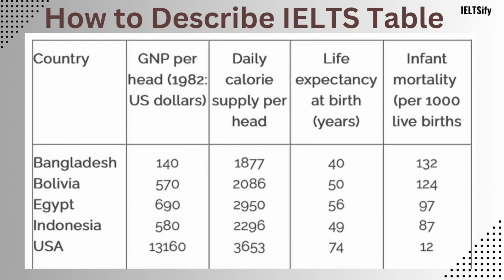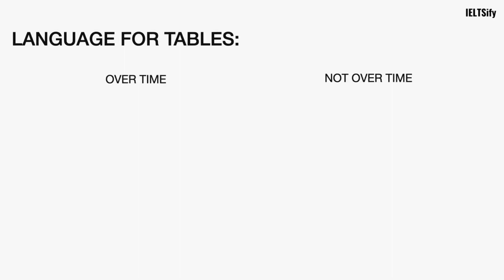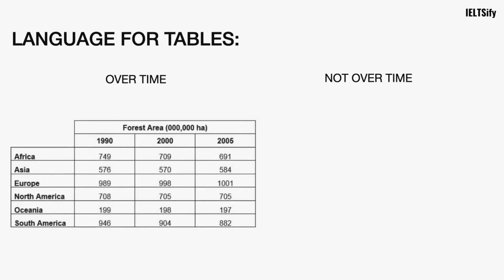In this lesson we're going to look at how to describe IELTS tables. Okay, we'll look at the language for tables. Now some tables might be over time, but some may not be, so this affects the language you can use. So for example, if we look at this first table, this has a time frame from 1990 to 2005.